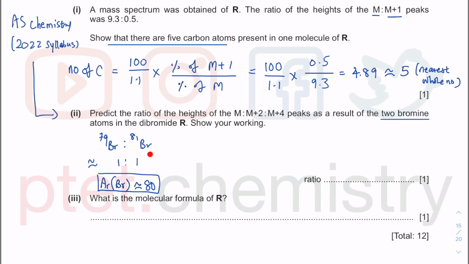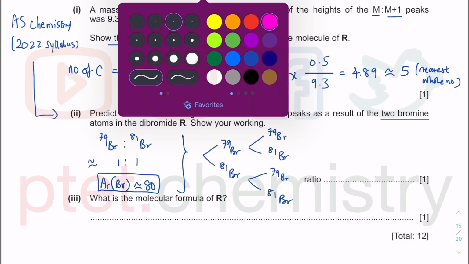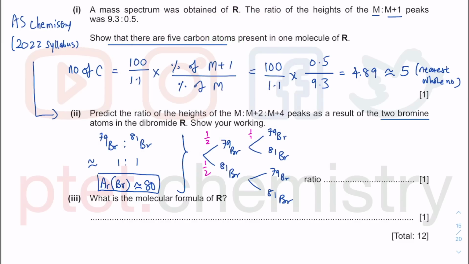That means when you have M and M+2, when you have 1 bromine atom, it's going to be intensity of 1:1. But when you have 3 of them, you can be thinking about your tree diagram that you learned in probability when you did head and tail probability. So we can think about this as 50%, so a half, a half, a half, a half like this. The first one there will give you the M. This 2 will give you M+2, and then the last one will give you the M+4.